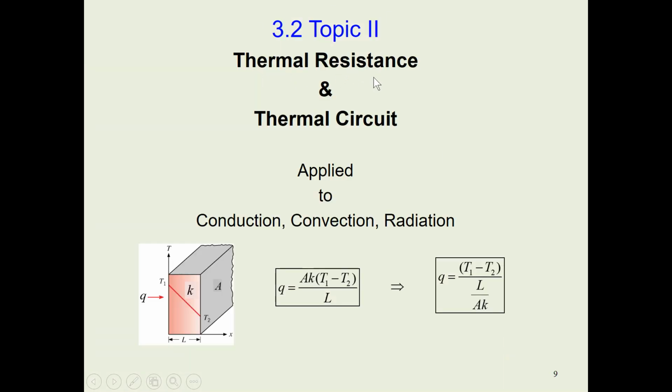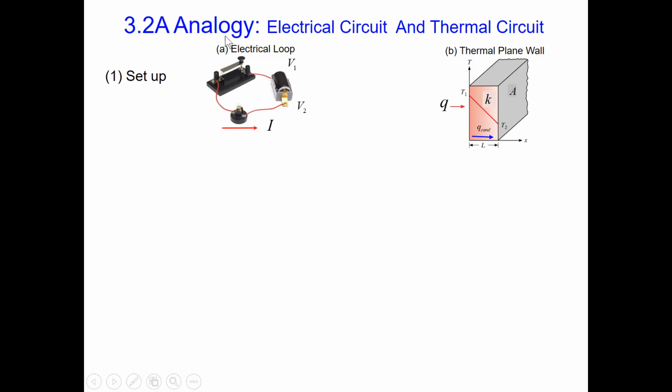Topic 2. Thermal resistance and thermal circuit. Analogy between electrical circuit and thermal circuit. First, physical setup. On the left, it is an electrical loop. On the right, it is a thermal plane wall. We know that whenever there's a voltage difference, there's a current. Similarly, whenever there's a temperature difference, there's a heat flow.